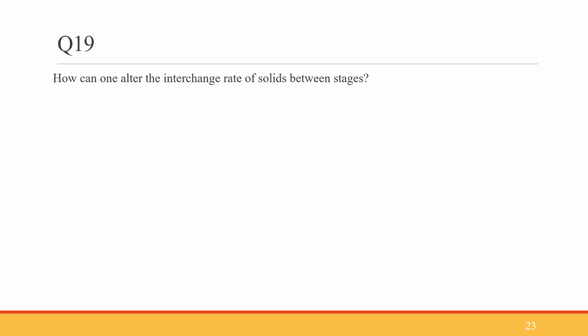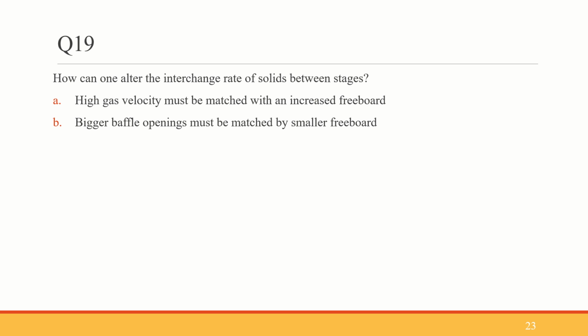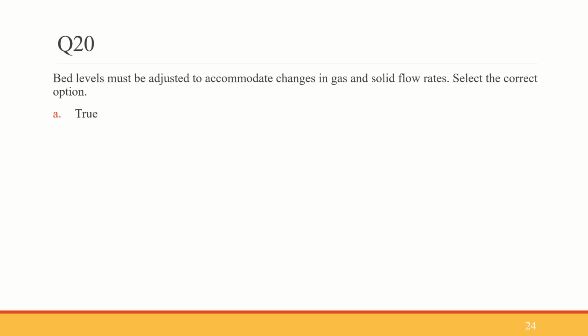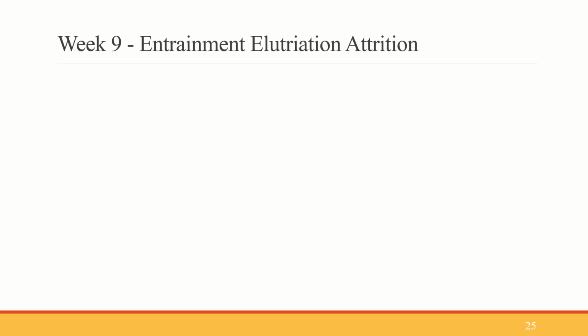And how can we alter the interchange rate of solids between stages? High gas velocity must be matched with increased freeboard, and bigger baffle openings must be matched with smaller freeboard, and for different baffle spacing, the same freeboard height gives the same solid interchange. All of the above is the right answer. Bed levels must be adjusted to accommodate changes in gas and solid flow rates. That is a true statement. These are the problems from week 10.